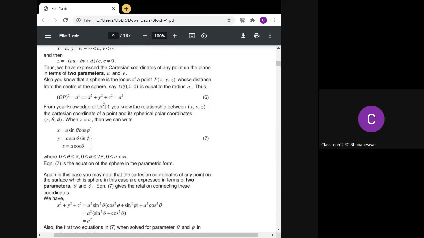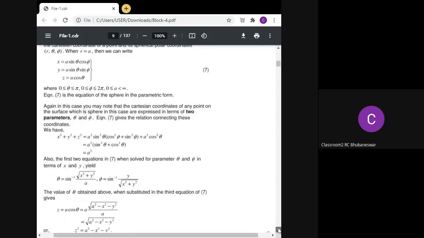This is the equation of a sphere: x square plus y square plus z square equals a square. The sphere can be represented in parametric form by assigning two variables theta and phi. Here we have to remember that x equals a sine theta cos phi, y equals a sine theta sin phi, and z equals a cos theta. Theta is defined in the interval 0 to pi, and phi in the interval 0 to 2 pi. And a is the radius of the sphere, which ranges from 0 to infinity, because the radius cannot be negative.